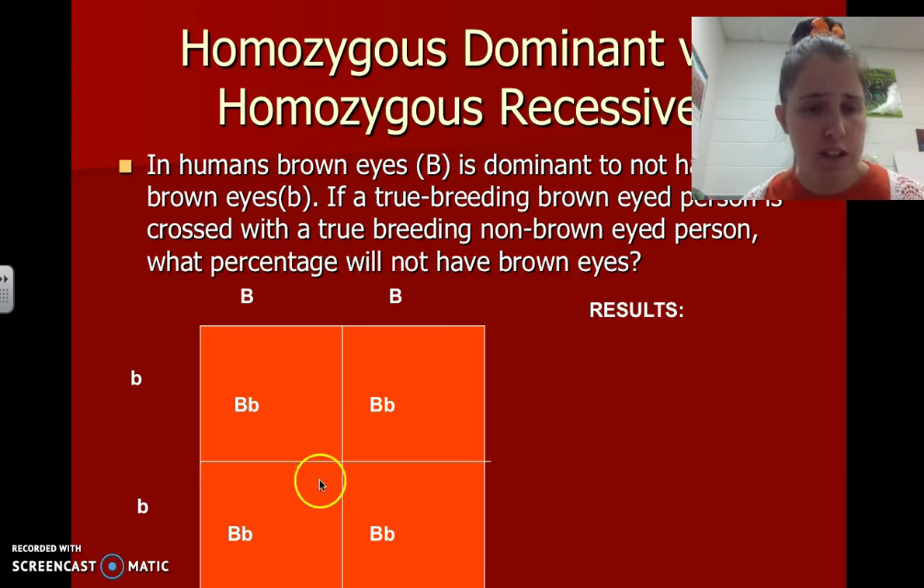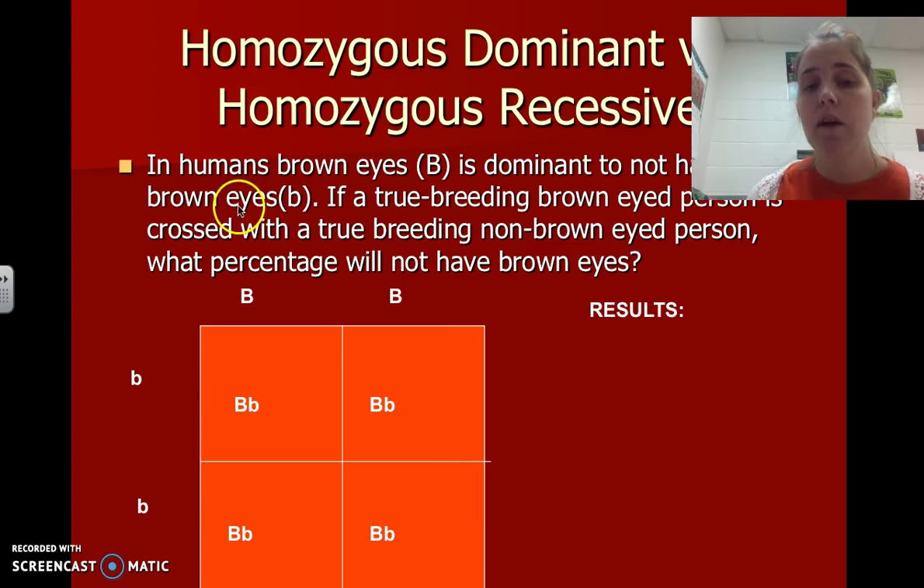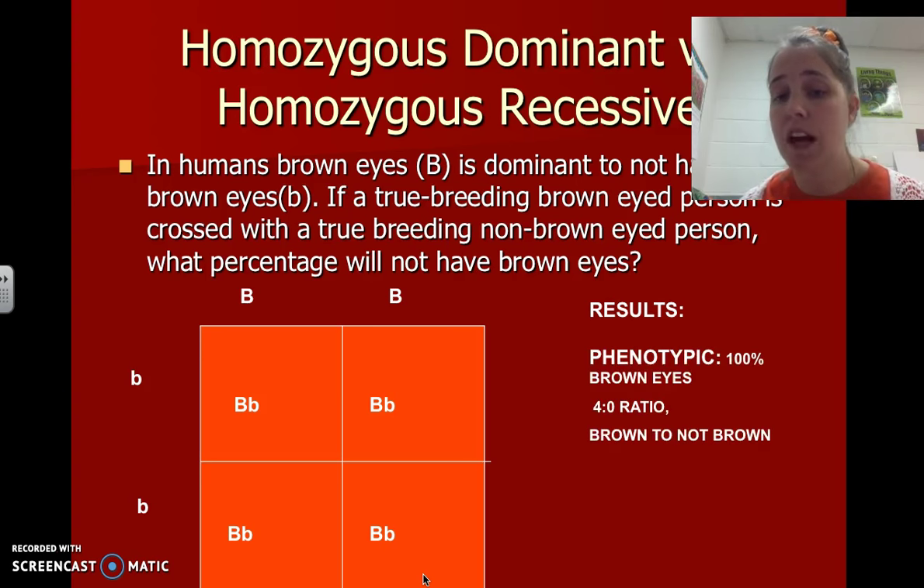Okay, first we can look at this and say, what is this one going to be? Well, it has a big B, so that means it's dominant, so it must be brown eyes. This one is also dominant, so that's brown eyes. This one is also dominant, so that's brown eyes. And this one is also dominant, so that's brown eyes. So phenotypically, it is going to be 100% brown eyes. Every single offspring will have brown eyes.